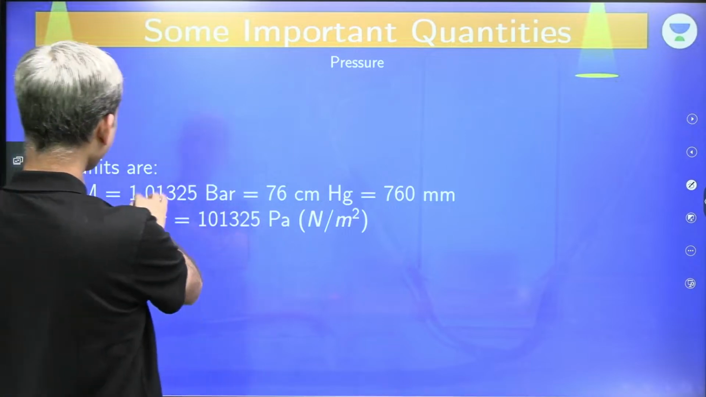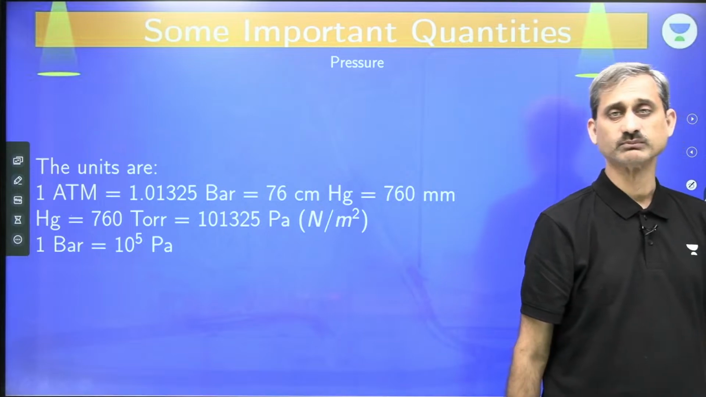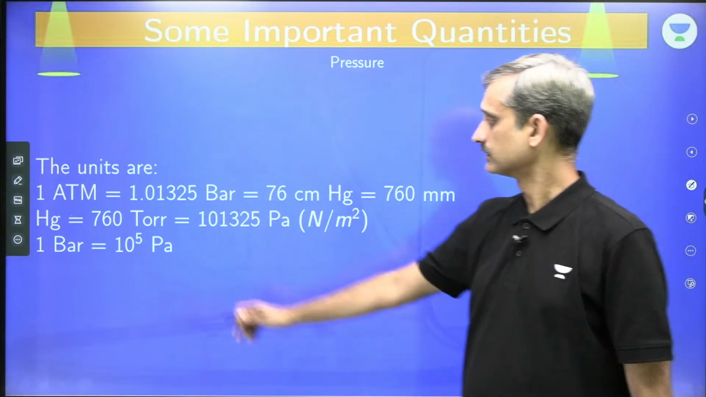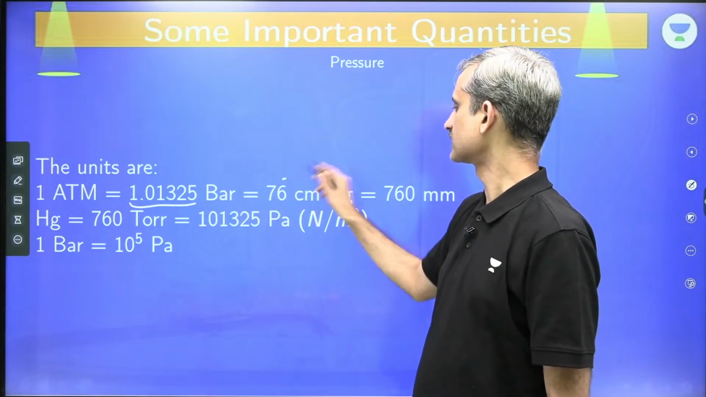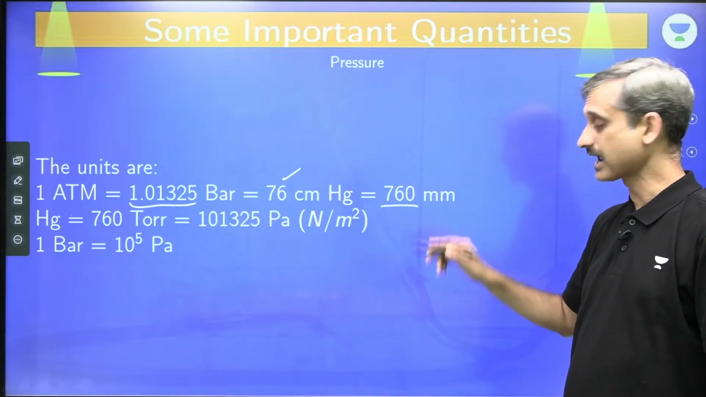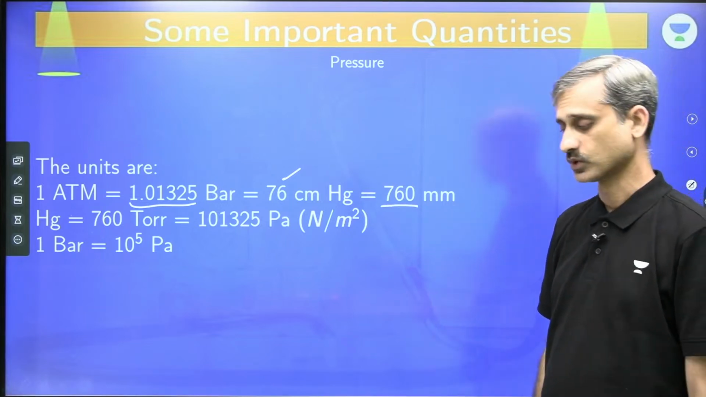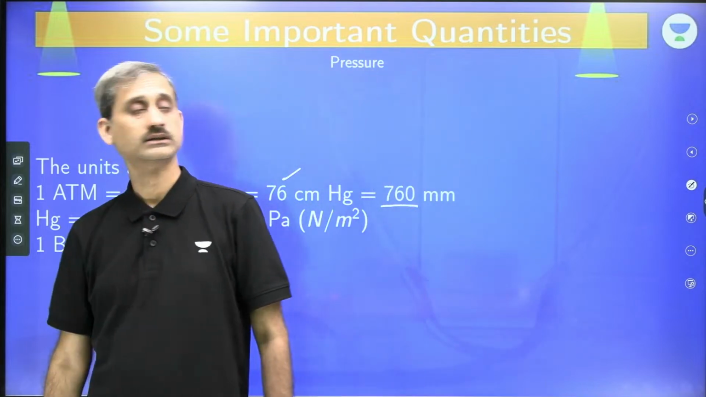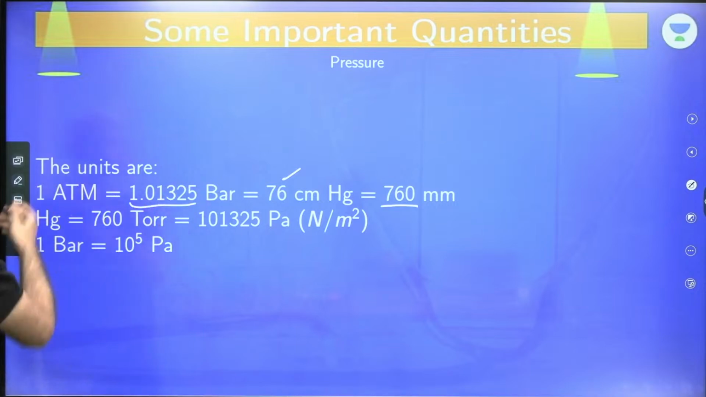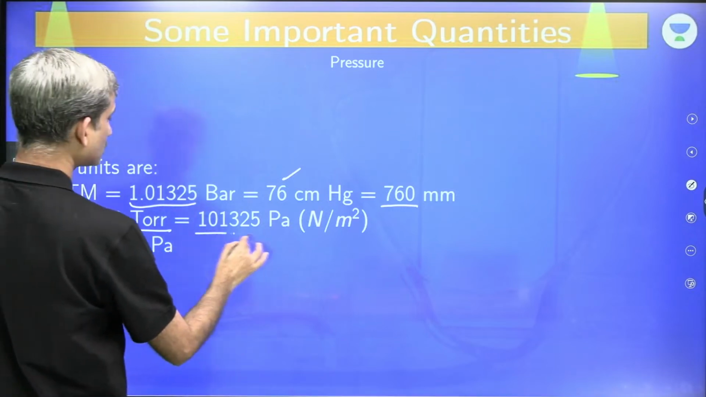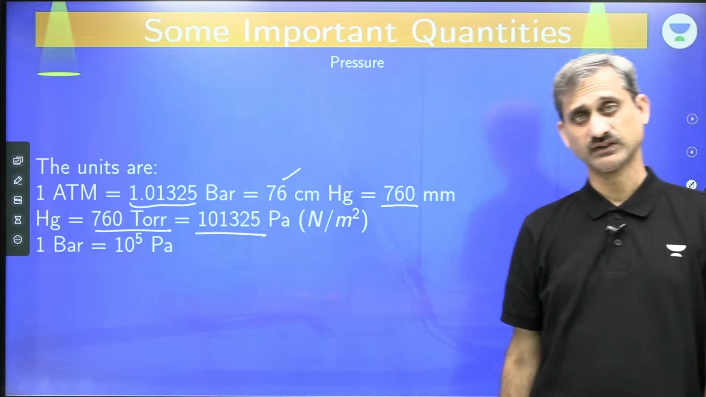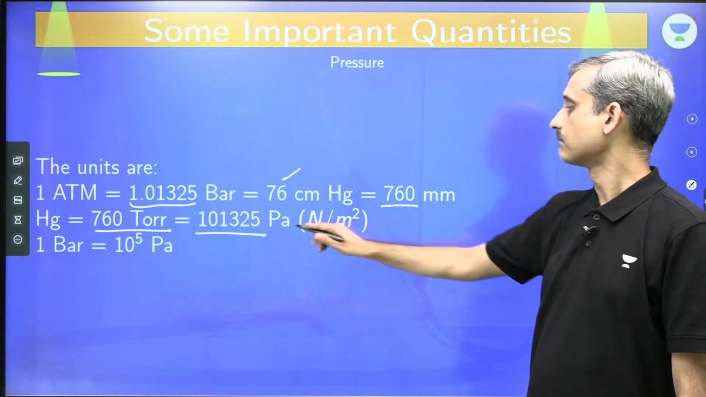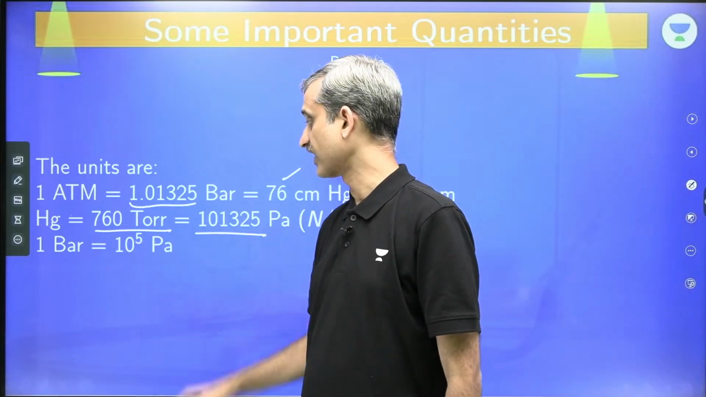Now 1 atm is equal to 1.01325 bar. Most often it is written as 1.01 bar, but please try to get it as near as possible to this particular value. Now this is going to be 76 centimeter of mercury or 760 mm of mercury. This was the value which was measured, and it so happened that it's quite near to 1 atmosphere or 1 bar. So this is 760 torr, or it is 101325 Pascal. If you can see, the largest unit here turns out to be atmosphere and the smallest unit turns out to be Pascal. 1 bar is 10 raised to power 5 Pascal.